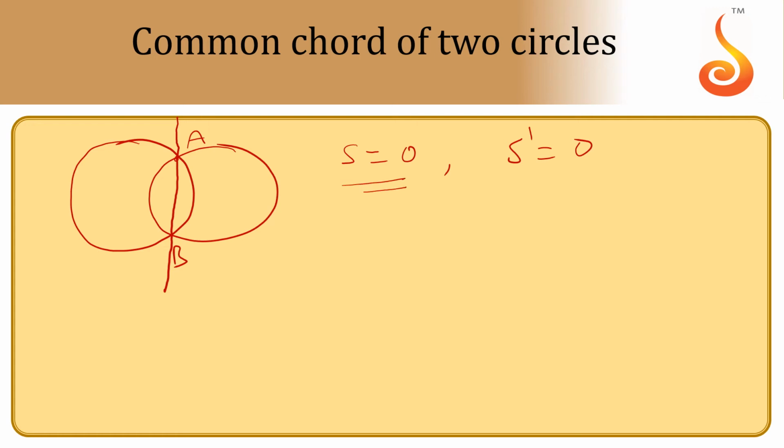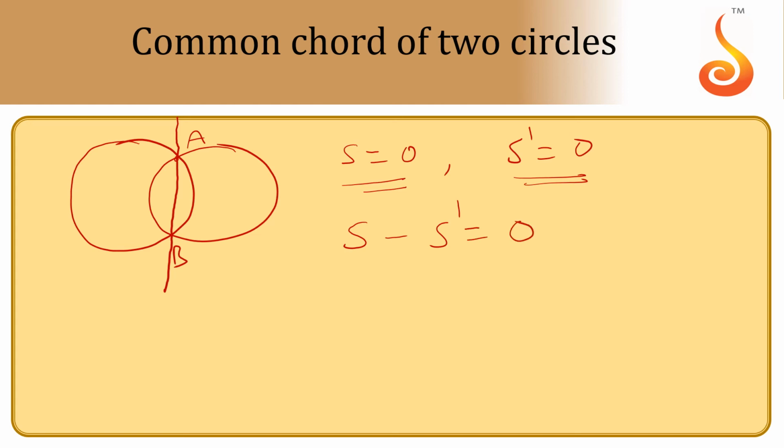Let us say in S equal to 0 and S dash equal to 0, the coefficients of x square and y square are all ones only. I am repeatedly saying generating a locus from a given locus is very, very important. So what I am doing now, I will do S minus S dash equal to 0.